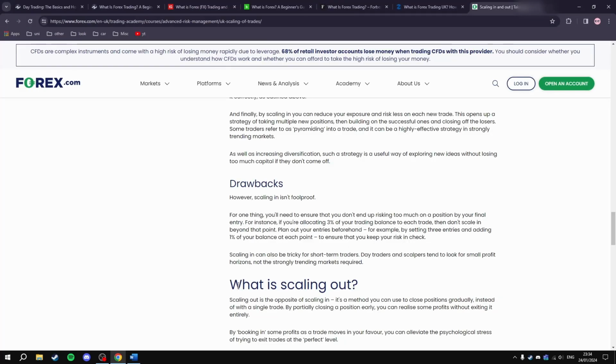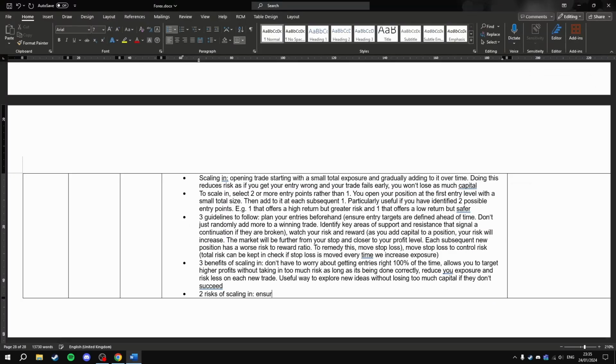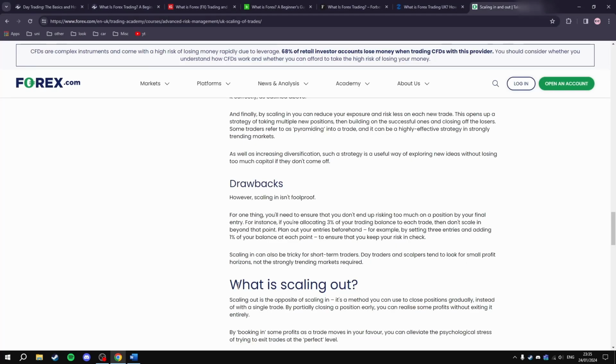Ensure you don't end up risking too much on a position by your final entry. For instance, if you're allocating 3% of your trading balance to each trade, then don't scale in beyond that point. Plan out entries beforehand, for example by setting 3 entries and adding 1% of your balance at each point to ensure you keep your risk in check.